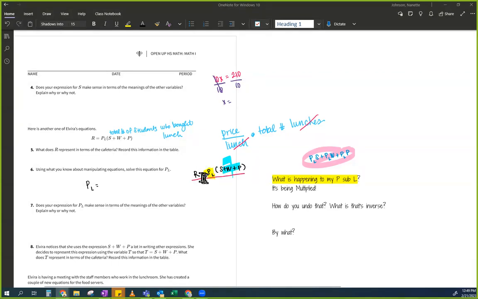So let's go back over here. What's happening to P sub L? It's being multiplied. How do you undo that? Divide. By what? Can you please tell me what I should write down here? What is in the denominator here and here? Go. Risk it. Just risk it. No, we're not here. Stop talking about x and 10. I need it here. Don't tell me in words. I don't want words. I want variables.